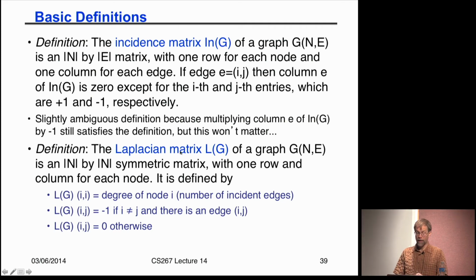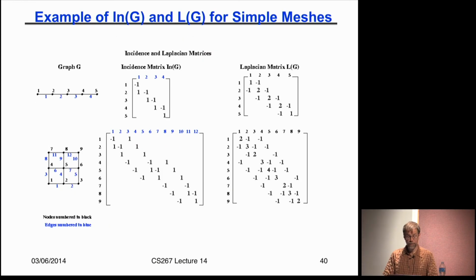And the other graph matrix is a Laplacian. And this is going to be a symmetric matrix. It's going to have one row and column per vertex. And what's on the diagonal? It's going to be the degree: how many edges are connected to each vertex? And the off diagonals are simply going to record where the edges are. So matrix entry ij will be -1 if there's an edge from i to j. And that makes the matrix symmetric because ij and ji are going to be the same, and it's going to be 0 otherwise.